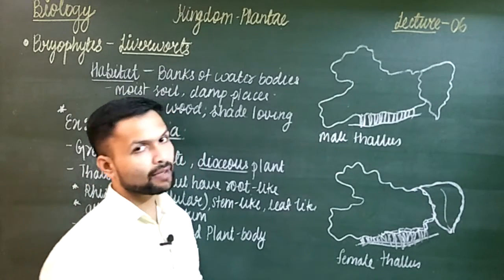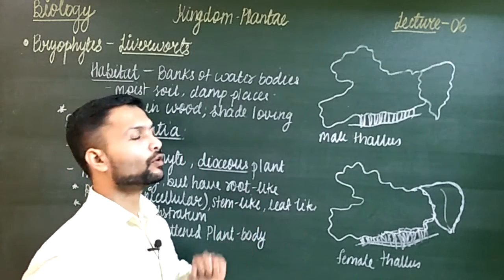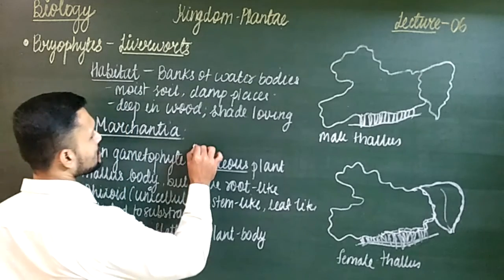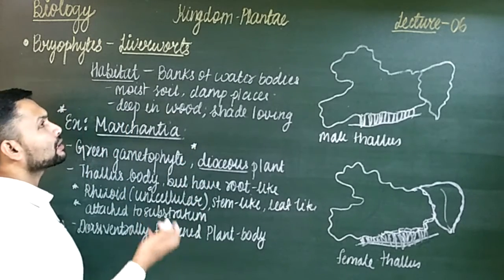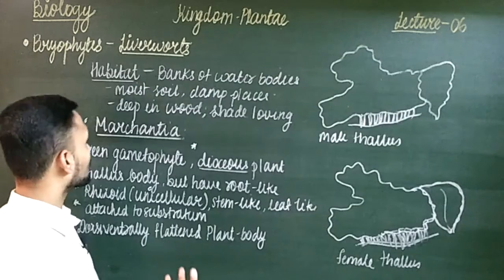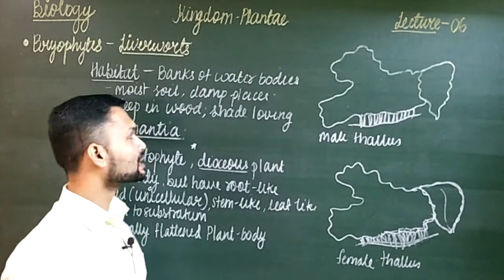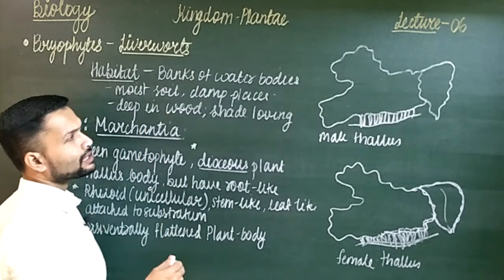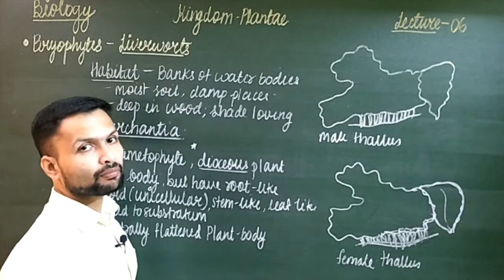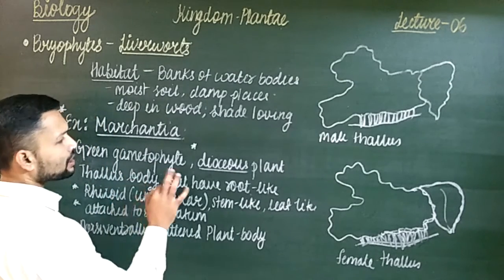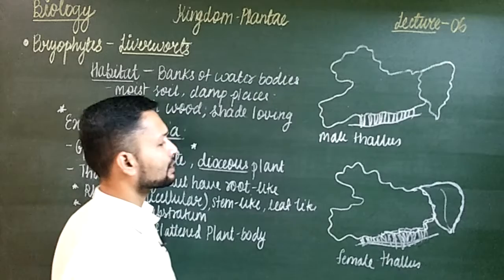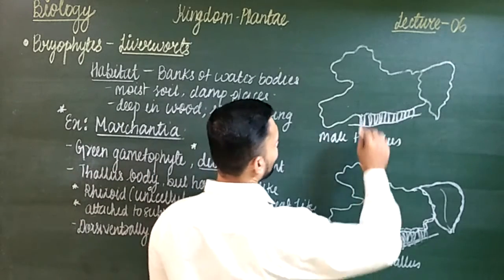So this is actually the gametophyte stage. Why? Because the gametes are formed on this. Now as I mentioned, it is dioecious. In some other liverworts, they might be monoecious also, that is both the male and female gametes are formed on the same plant body. But Marchantia is dioecious, ये याद रखना है. अब let's see female और male.